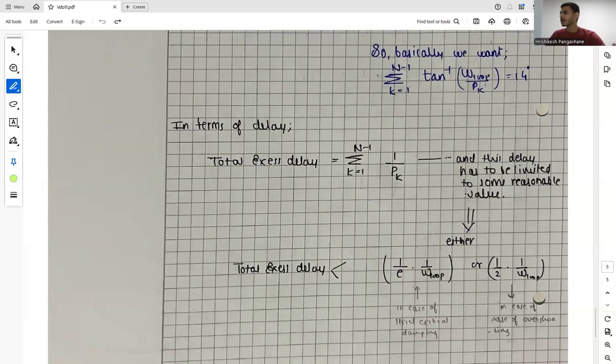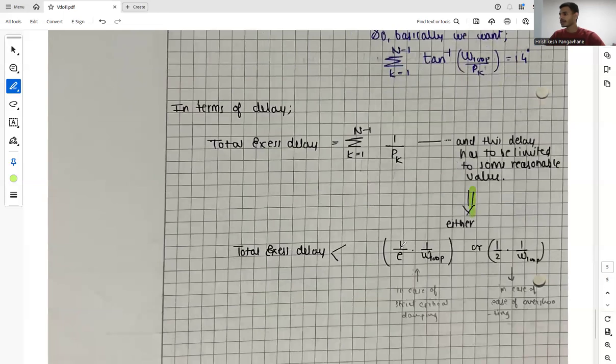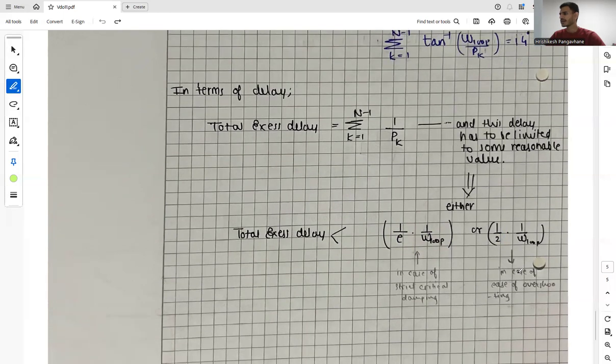This can be the case where we have 1 by e times 1 upon omega loop. This is the case for strict critical damping, and the total excess delay should be limited to this, or maybe we can say that it should be lesser than this value for the condition of critical damping, or let's say we can tolerate some kind of overshoot. So let's say 1 by 2 times 1 upon omega loop is a case where we have ease of overshooting. So our total excess delay should be lesser than this value or limited to this value.